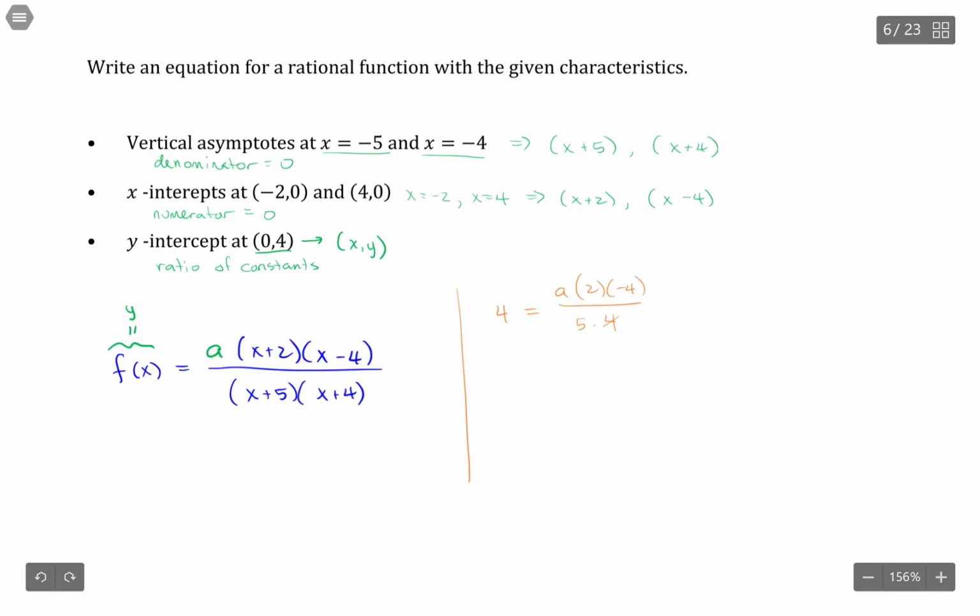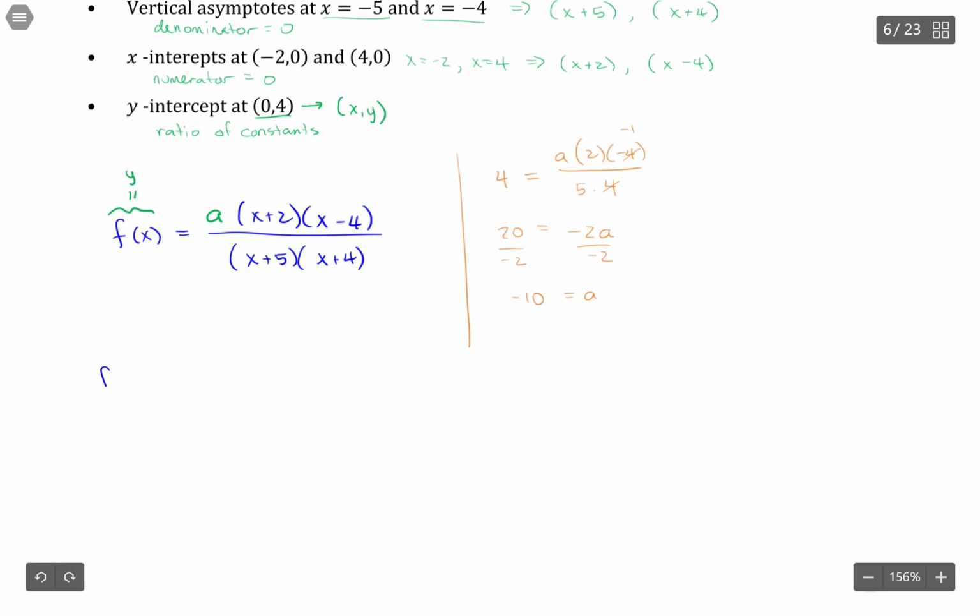All right, so these will actually cancel out to -1. I could multiply both sides by 5, so that would be 20 equals -2a, because I have a -1 times 2 and then a. Then just divide through by -2, and that tells me that that value a has to be -10.